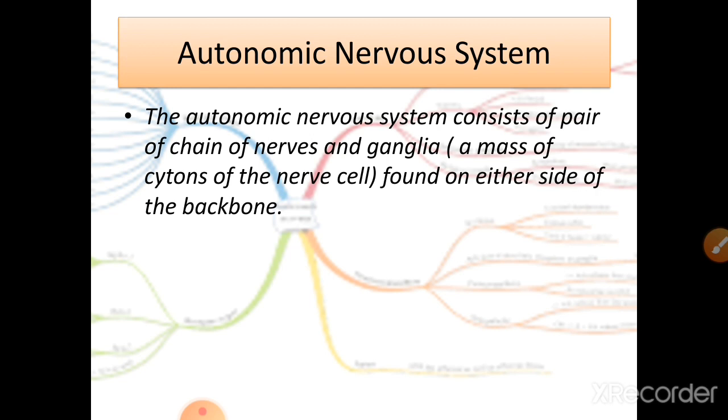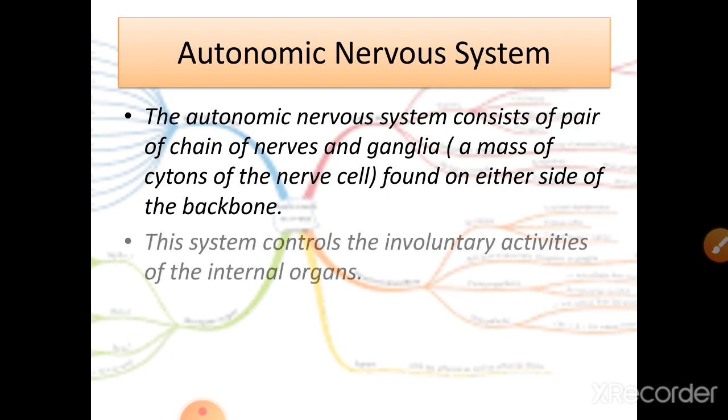The autonomic nervous system consists of a pair of chains of nerves and ganglia. Ganglia means a mass of cytons of the nerve cell found on either side of the backbone. You can see that from your backbone, the spinal cord, the nerves emerge and go to different parts of the body. These nerves, which go on either side, left and right, come under the autonomic nervous system.